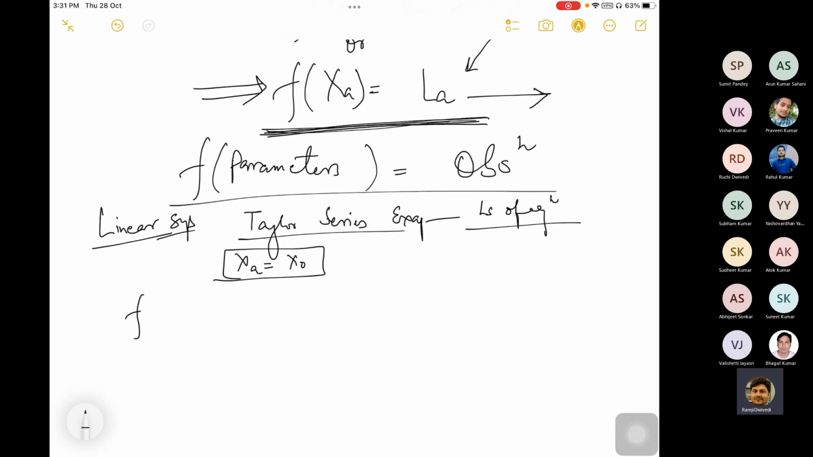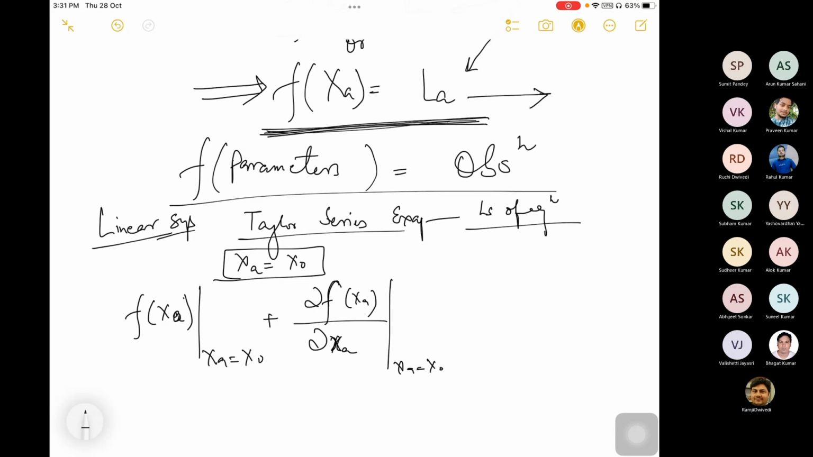So how do we linearize? We choose the function value at x is equal to x naught, plus the partial derivative with respect to all possible variables, with their values at the chosen point, times xa minus x naught. Obviously, we are ignoring higher order terms. Then on the right hand side, this is written as la.